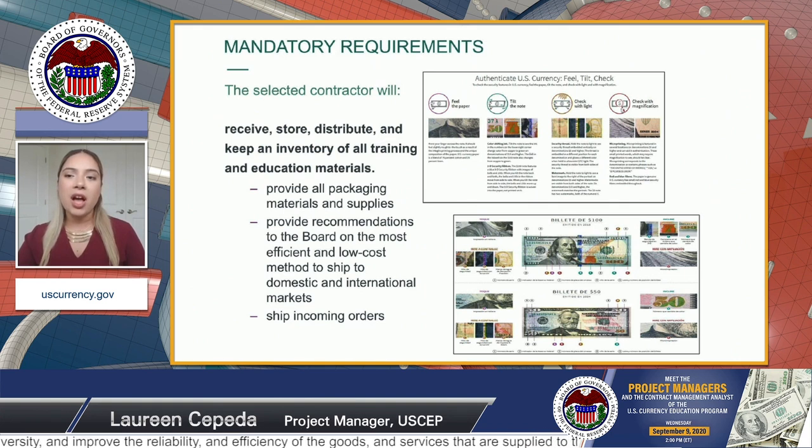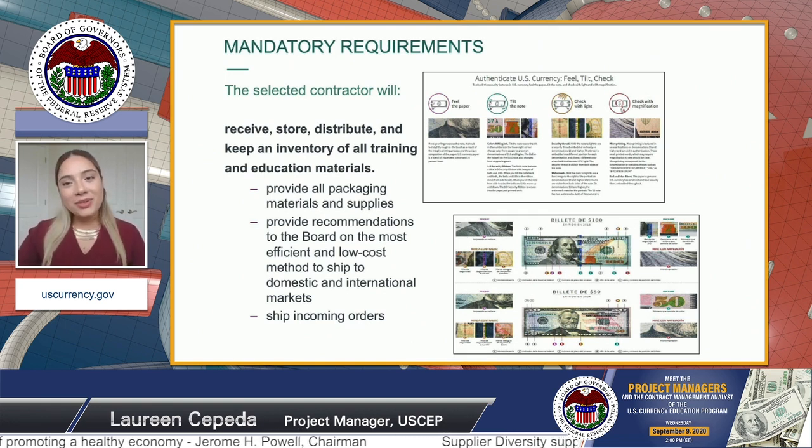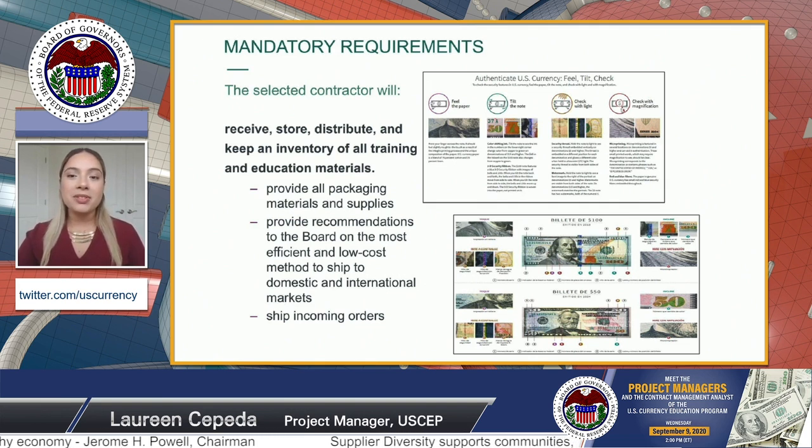Overall, we would expect our contractor to provide all packaging materials and supplies. We would also request recommendations to the board on the most efficient and low-cost methods to ship to both domestic and international markets, and that would typically occur right at the beginning of the contract. We would expect to be provided with estimated times for shipping under each recommendation and specifications on how you plan to implement strategies to ensure that shipments reach their destinations at the lowest cost possible. We would also expect that if better methods come up along the way, we would be made aware. And ultimately, we would expect all incoming orders to be shipped.